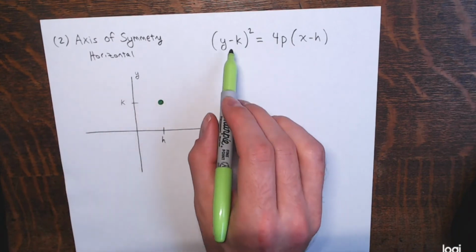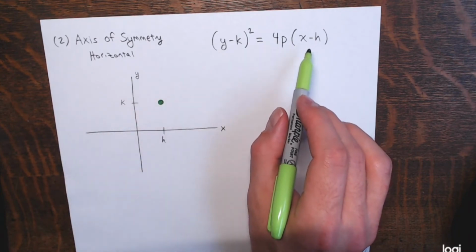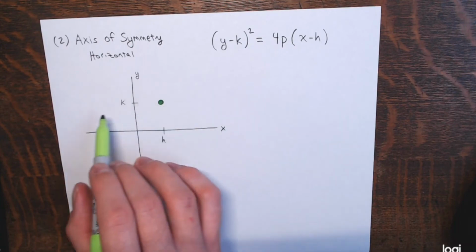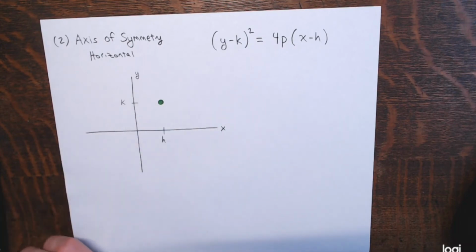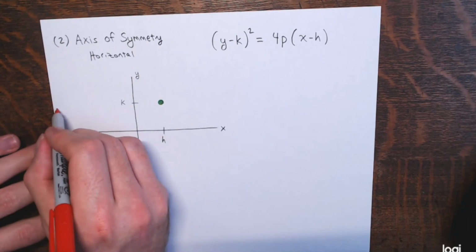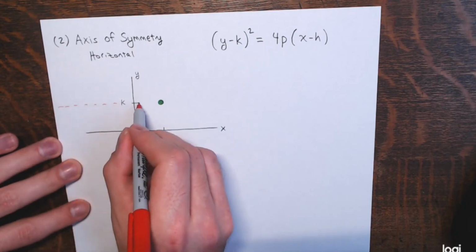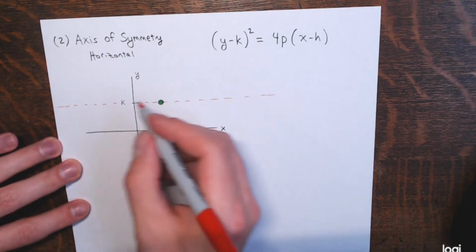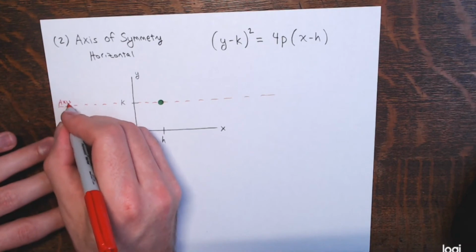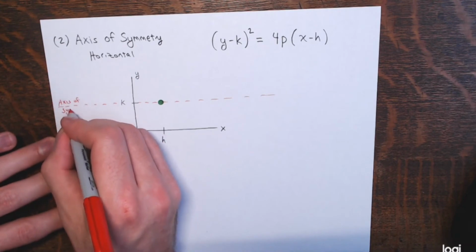But this time when y is squared and x is not, the parabola is going to open to the right or to the left. The axis of symmetry is horizontal, so the axis of symmetry here would be y equals k.